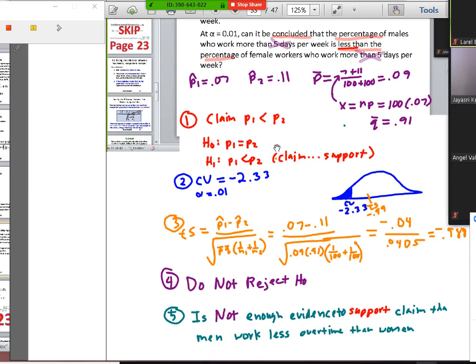All right. So then H0 is always equals. So H0 is that P1 is equal to P2. Those proportions are equal. Since H0 is not my claim, then I have to make H1 my claim. H1 becomes P1 is less than P2. So that's my claim, which means I'm going to use the word support down in step 5. So because H1's my claim, whenever H1's my claim, I'm going to use the word support. So write that next to it.